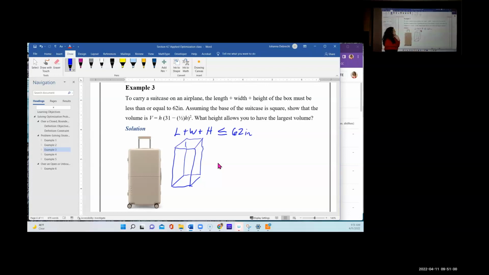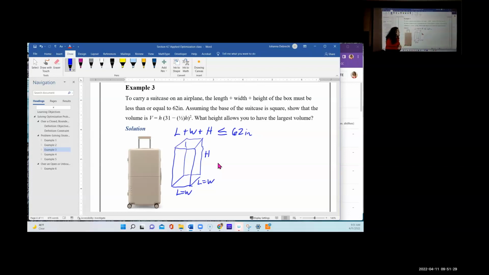The base is a square. On this picture, I can't see the whole base, but on this one I can. If the base of the suitcase is a square, then my length and my width are equal to each other. And the only thing that's different is the height.